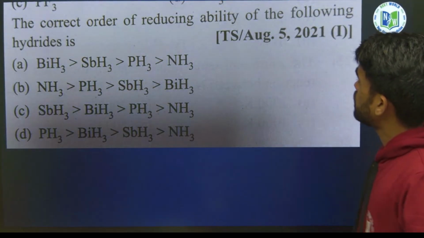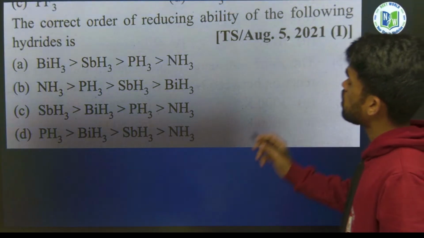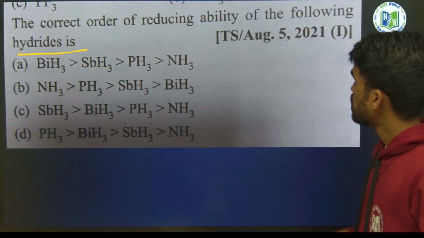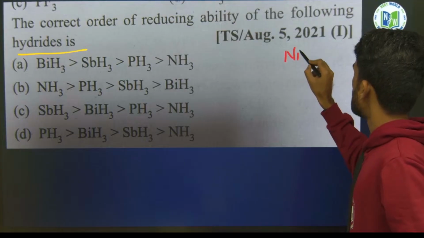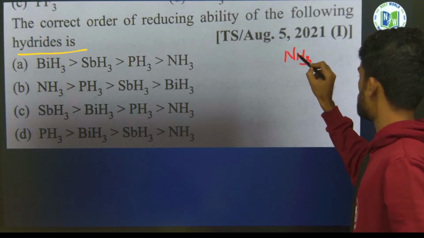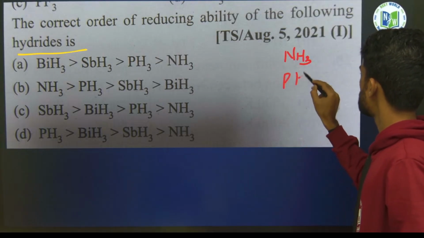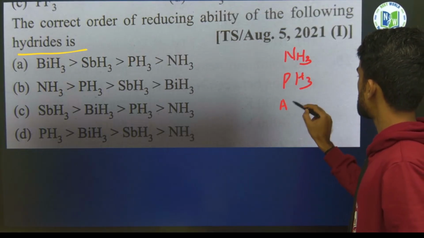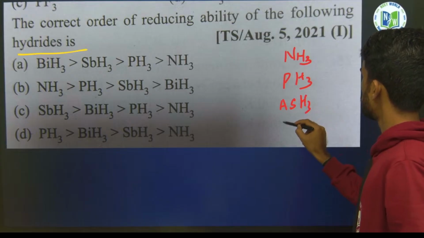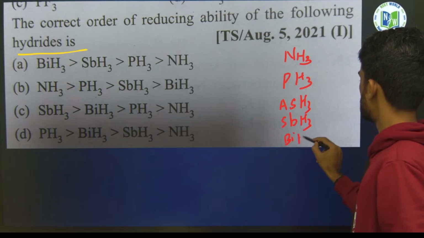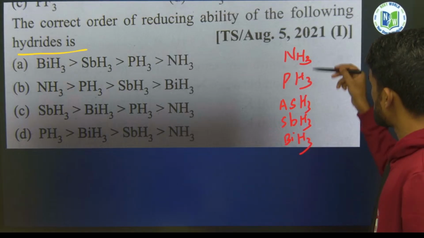correct order of reducing ability of the following hydrides. So they will ask which hydride is a strong reducing agent. See, nitrogen, like ammonia, we have the hydride of nitrogen. So these are 15th group hydrides: phosphorus, arsenic, antimony, bismuth. These are the elements with respect to hydrides.